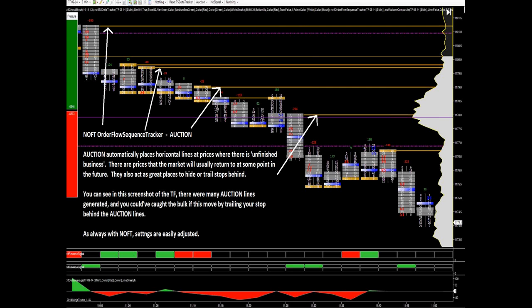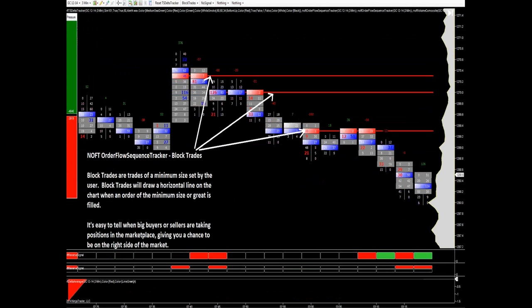Okay, so you can see on this screenshot of the TF, many auction lines were generated, and you could have caught the bulk of the move if you were simply trailing your stop behind the auction lines. Okay, as always with the NOF, all the settings are customizable.